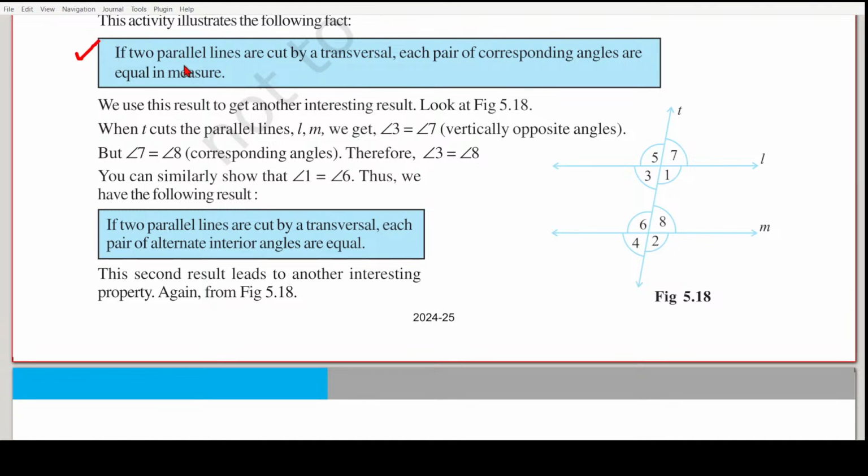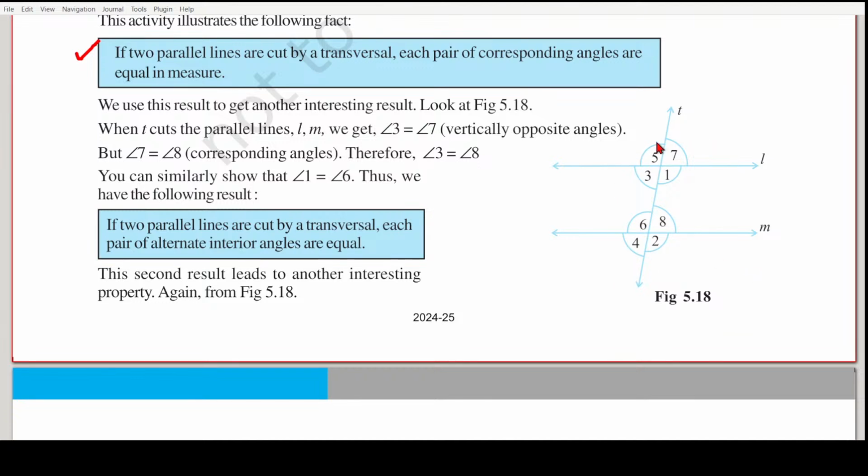Just read the statement. If two parallel lines are cut by a transversal, each pair of corresponding angles are equal in measure. How many pairs do we get? We get 4 pairs. So all angles in each pair are equal. So 7 and 8 should be equal, 5 and 6, 3 and 4, 1 and 2. But remember this condition: when L and M are parallel, then only you can do this. Okay?